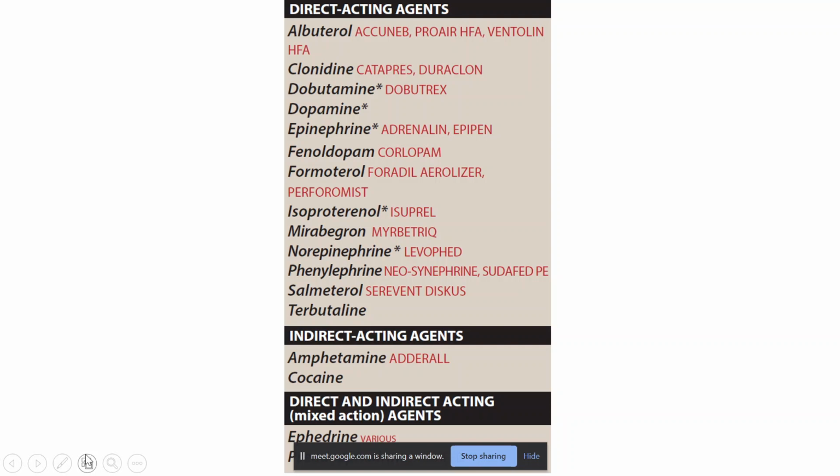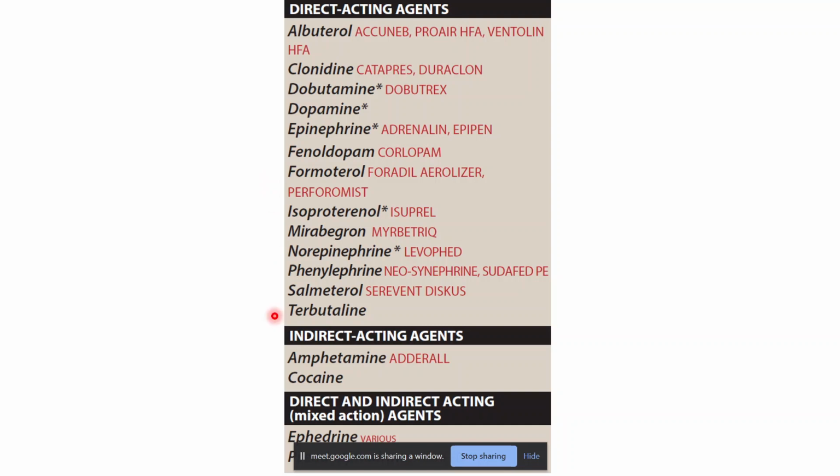So the direct acting agents include epinephrine. Epinephrine is the most commonly used agent, and also selective beta 1 agonist dobutamine and beta selective isoproterenol, as well as other direct acting agents that are beta or alpha selective.